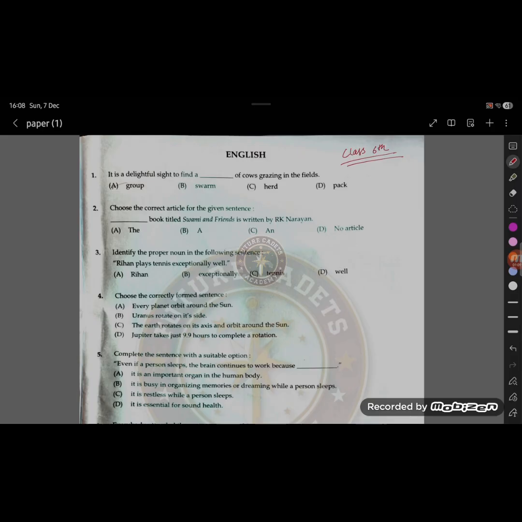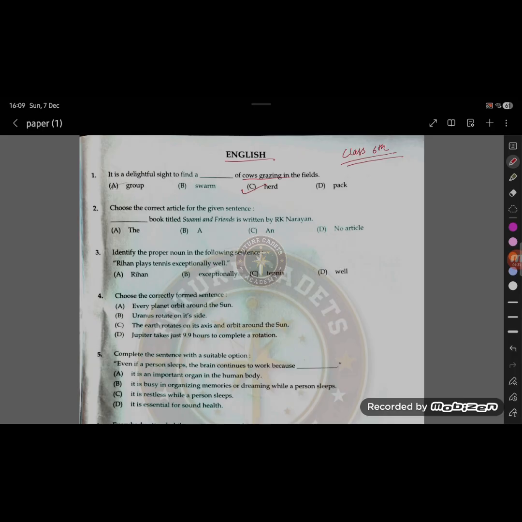For question number 1, which is the English section, it is mentioned: a delightful sight to find a dash of cows grazing in the field. Now this is about the group of cows grazing. We know what we call it: it is called a herd of cows. For any animal grouping, it is called a herd, and it's an example of a collective noun.